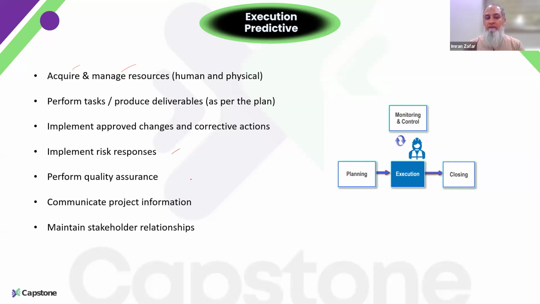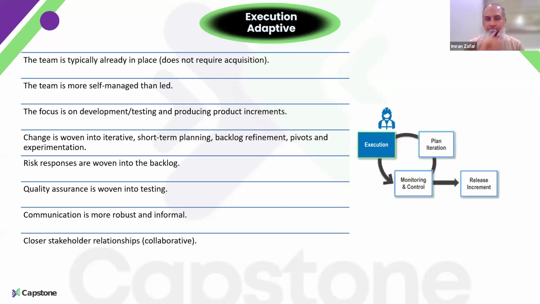We communicate a lot. Communication is an important aspect when we are executing, to maintain effective, efficient and collaborative stakeholder relationships. For quality, we perform quality assurance to make sure whatever we are producing is of the right quality. We may be doing procurements as well. So everything that we have discussed, this is all we do in the execution part of the project.